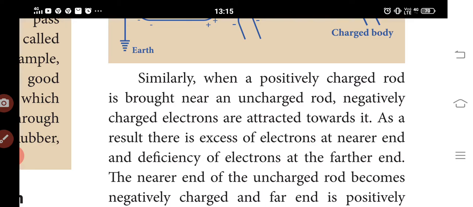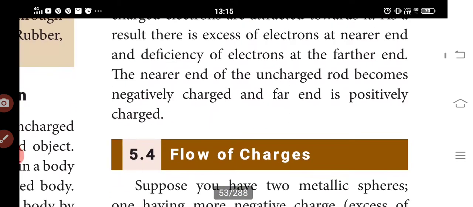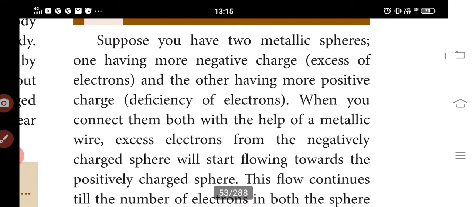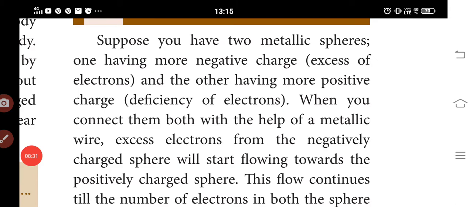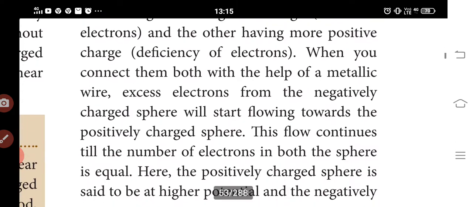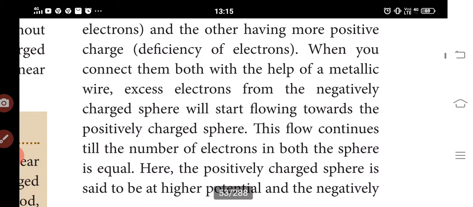In the inner part, the carbon rod can be heated, and the phone can be charged. Flow of charges. Suppose you have two metallic spheres, one having more negative charge and the other having more positive charge. When you connect both with the help of a metallic wire, excess electrons from the negatively charged sphere will start flowing towards the positively charged sphere. This flow continues till the number of electrons in both spheres is equal.